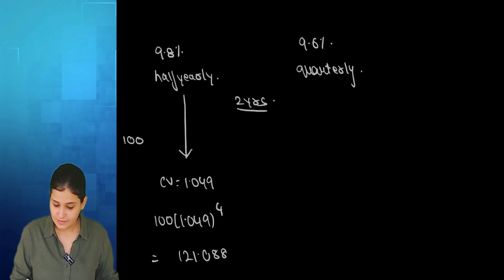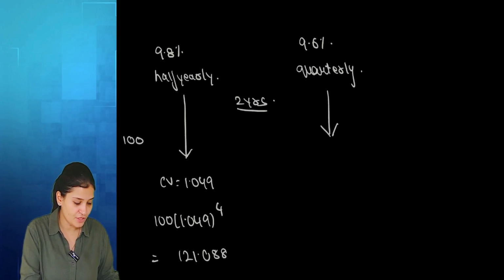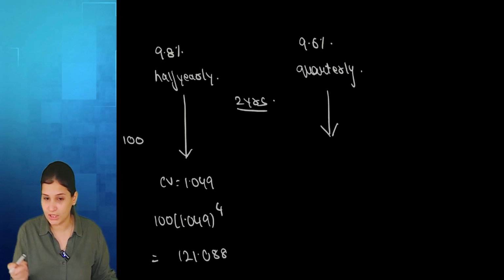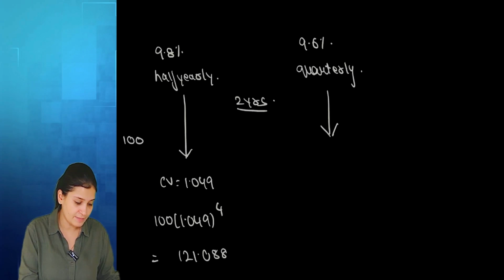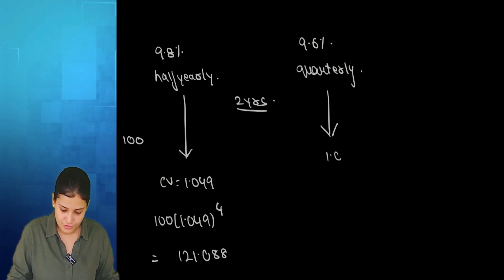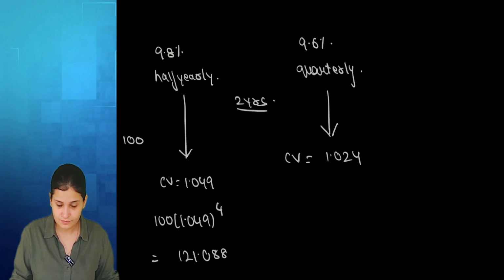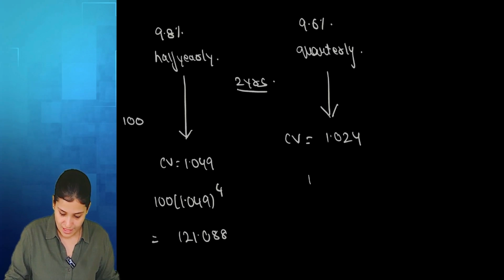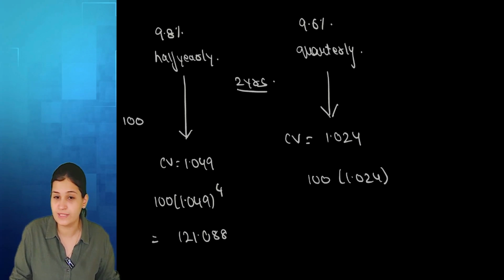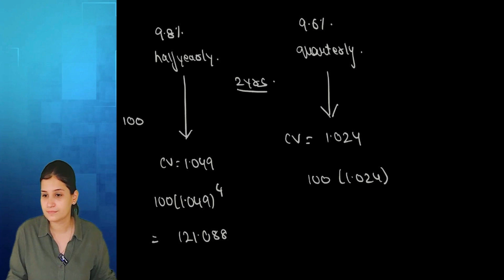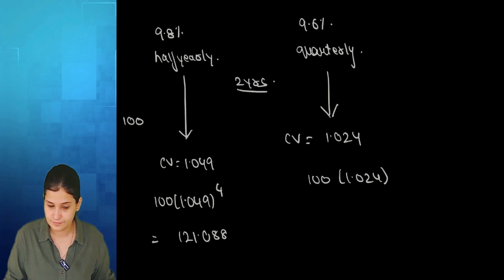121.088. If I would have done the same thing in this case, 9.6 first will be divided by 4 for 1 quarter. To convert it into decimal, I divided by 100, add 1. So it is 1.024. Do you all have this compounding value? So my amount will be 100 into 1.024, 2 years. So how many installments? 8. Calculate.